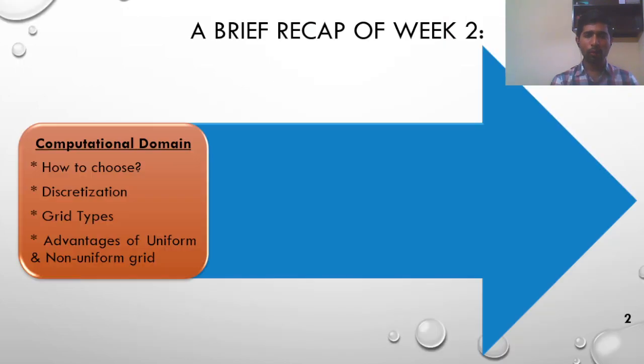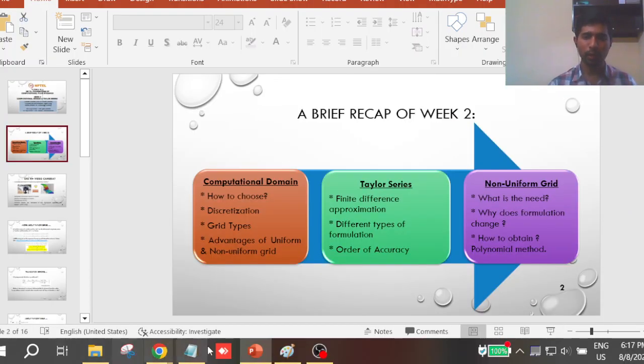So yeah, I'll just recap the week 2 contents. Mainly the computational domain. How do you choose a computational domain? This is the first point, okay.